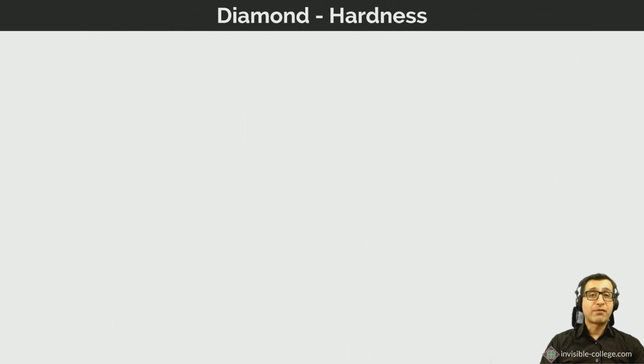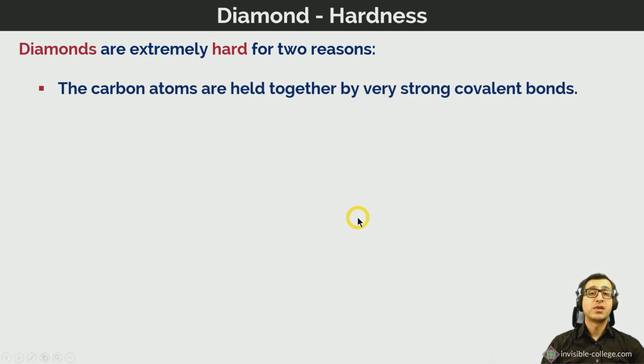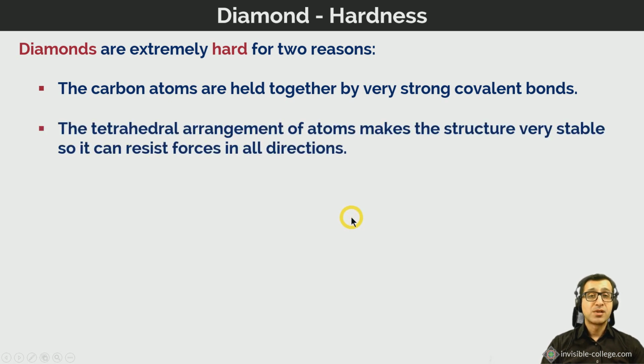So because of this, we have the hardness of diamonds. Diamond is the hardest substance, and the reason why it has this extreme hardness is firstly because all of the particles, all of the atoms that make up that piece of material are bonded to all of the other particles by extremely strong covalent bonds. And also the tetrahedral arrangement of the atoms makes the structure extremely stable so that it can withstand very large forces in all directions. So this unique hardness of diamond gives it some very useful applications.